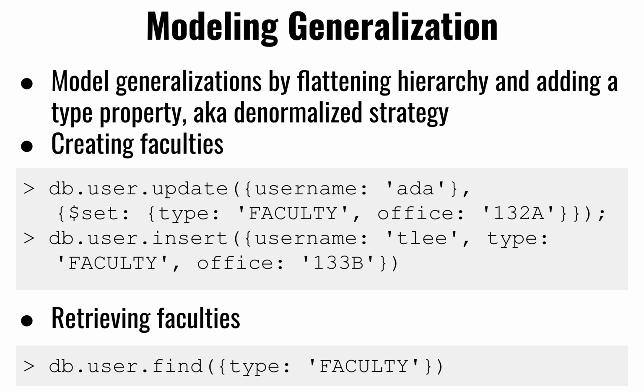So, for instance, if it's a faculty, then because it's a faculty, you might expect that that faculty has an office. Instead, if it's a student, the student is expected to have maybe a GPA, but maybe not an office. And just like you would in a relational database, you would use the dtype as a discriminator, and then the different fields might have different meanings.